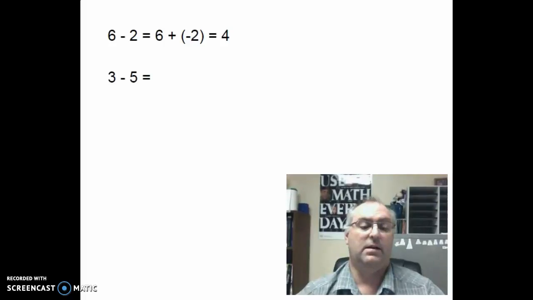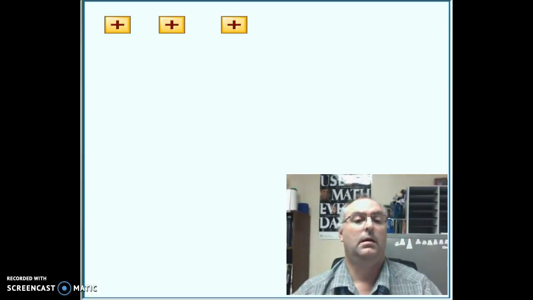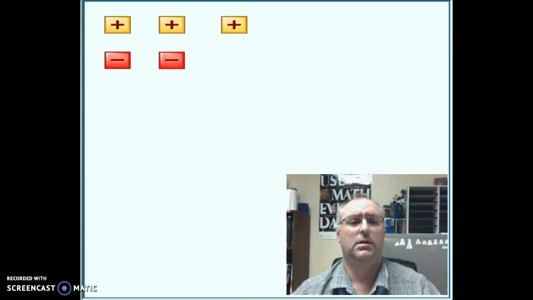Let's look at that on our tile board. Here's our plus 3 shown on our tile board. How are we going to take 5 tiles away when we only have 3? Well, here's one thing that we can do. Think about that expression, and instead of being 3 minus 5, think of it as 3 plus negative 5. So instead of taking away 5, we're going to try to add 5 negatives. 1, 2, 3, 4, 5. So 3 subtract 5 becomes 3 plus negative 5.